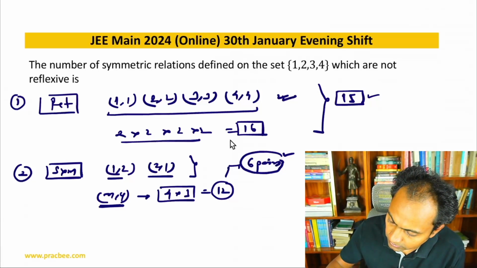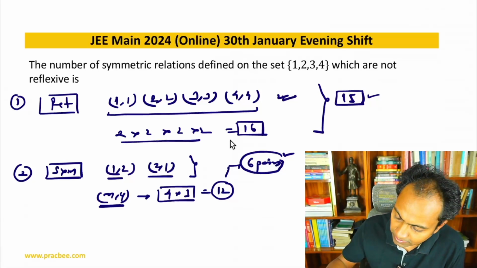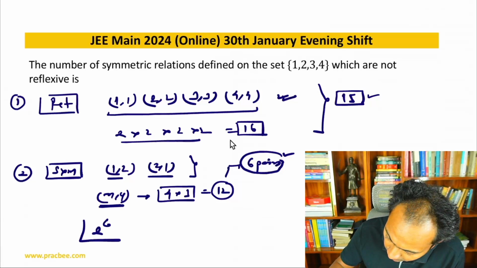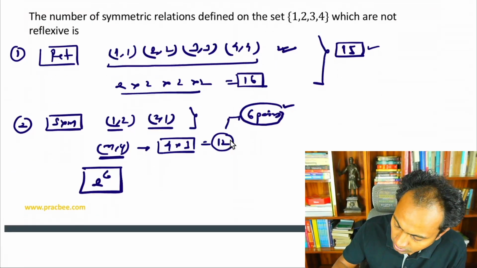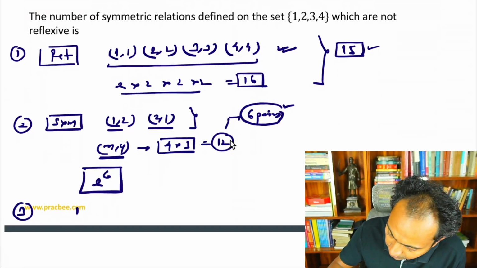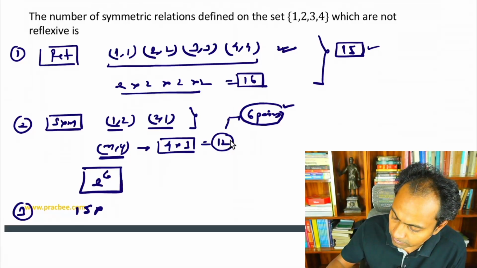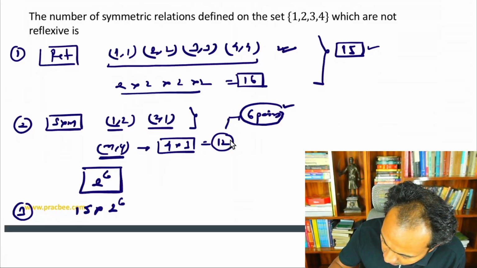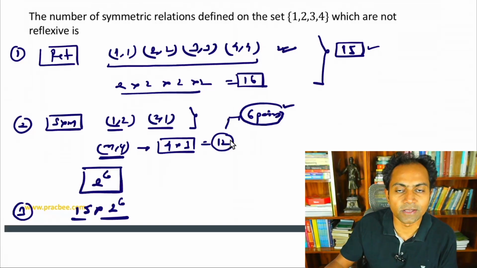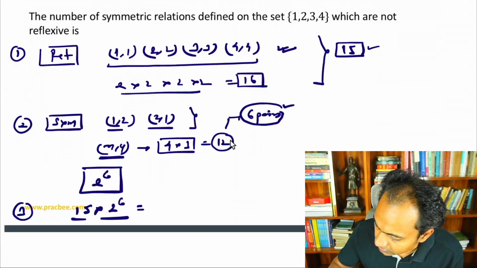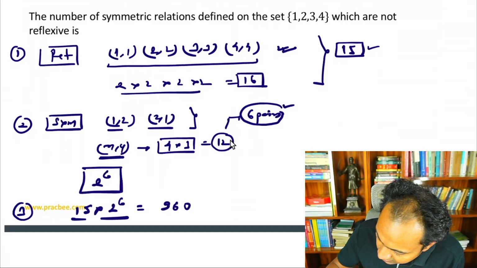So out of these 6, the pairs can be either present or excluded in 2 raised to the power 6 ways. So total ways of this happening would be nothing but 15 for it to become non-reflexive and 2 raised to the power 6 for it to become symmetric. Hence the answer of this question becomes nothing but 960.